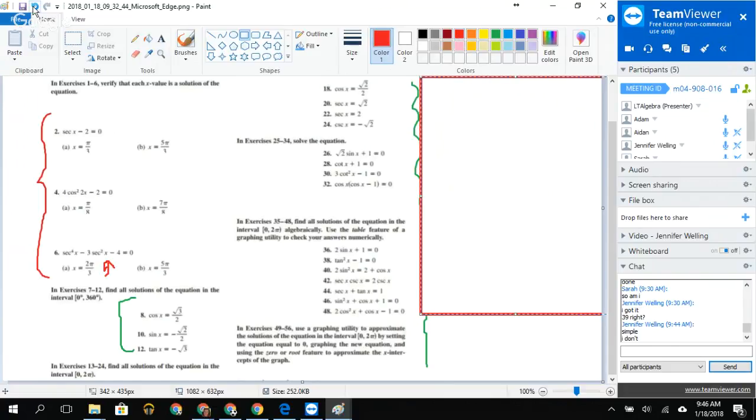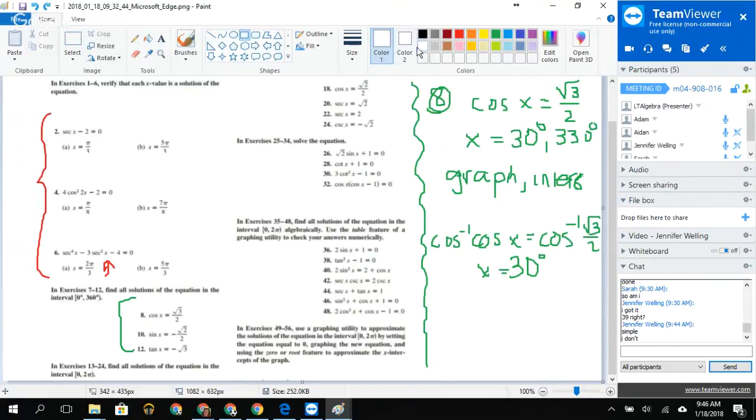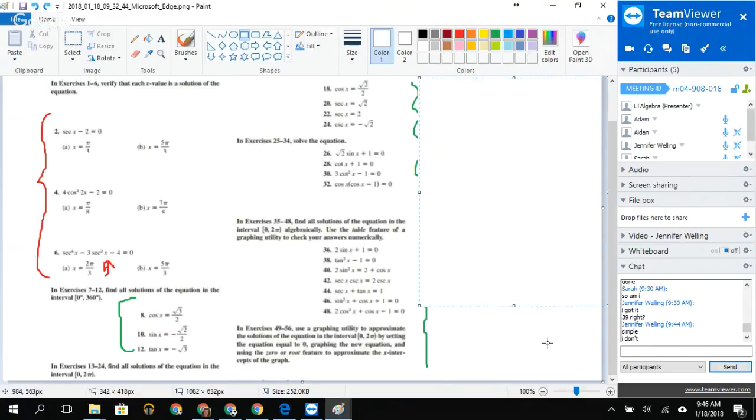Oh, got a nice red border. That's not what I meant to do. Okay. That's what I'm trying to do.